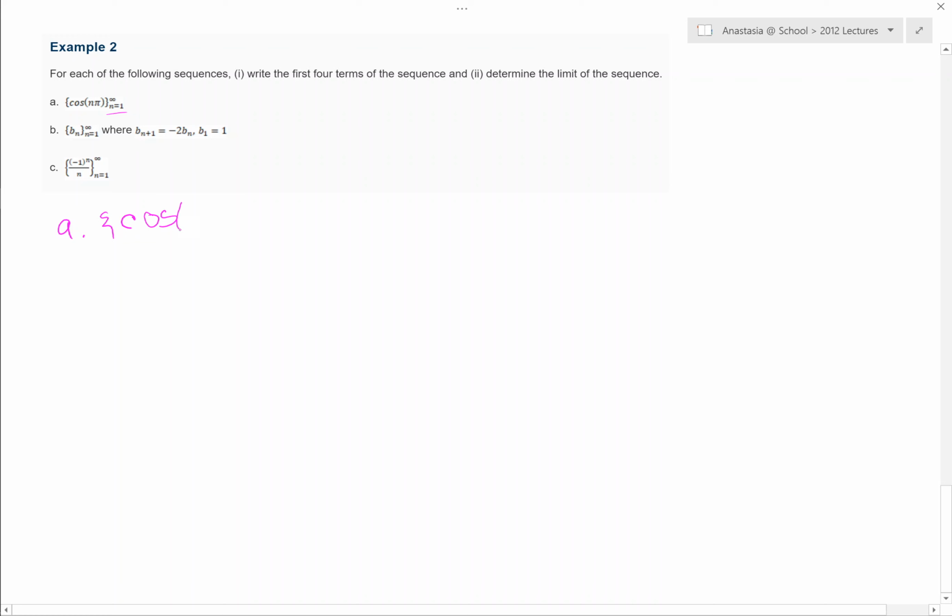this is going to be the cosine of 1 times pi, or just the cosine of pi. Then we'll have the cosine of 2 pi, the cosine of 3 pi, and the cosine of 4 pi, and so on and so forth. The cosine of pi is negative 1. Cosine of 2 pi is 1, the cosine of 3 pi is negative 1, and the cosine of 4 pi is 1, and it would continue from there. So that is what we need for part 1.